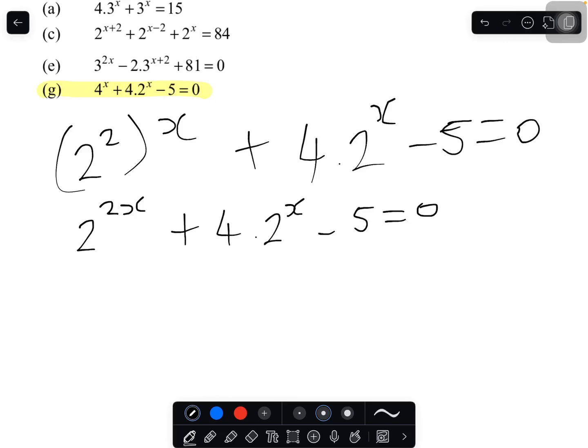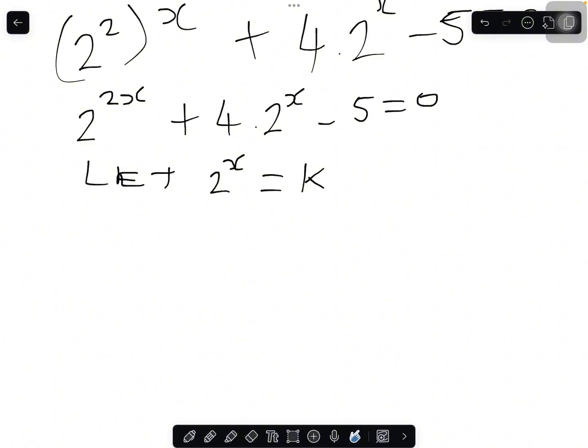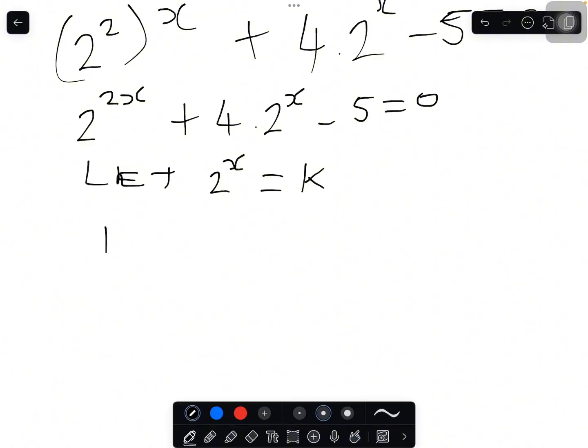And now since we have this middle term that's half the first term, we can say let 2^x equal k. And in doing so, this is now going to change to k squared plus 4k minus 5 equals 0.